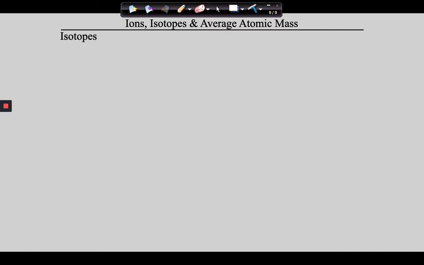So guys, remember the second question that we're answering today is why are the masses on the periodic table not whole numbers? And so guys, the answer to that question is because they exist as different isotopes. So what is an isotope? Well, guys, isotopes are atoms of an element with different masses.